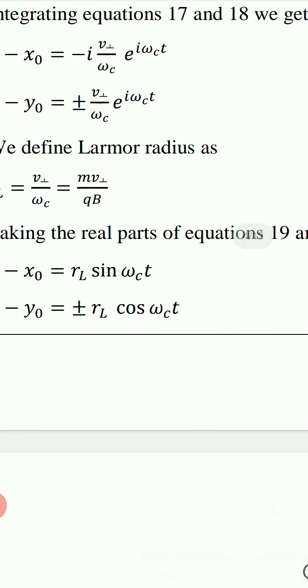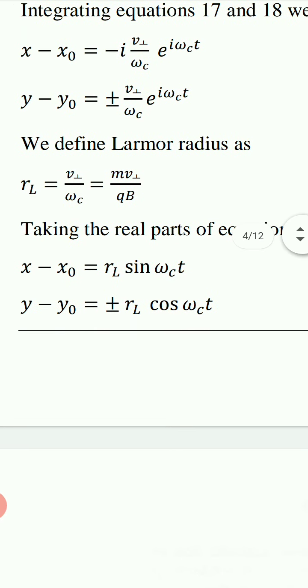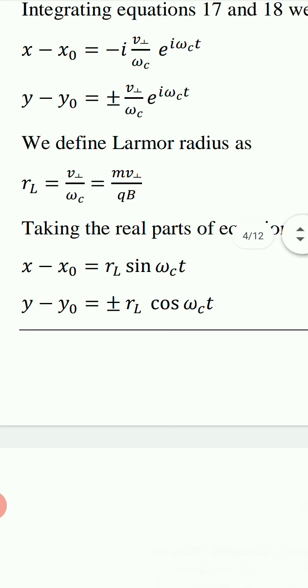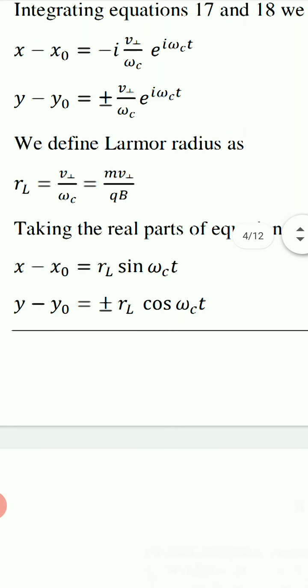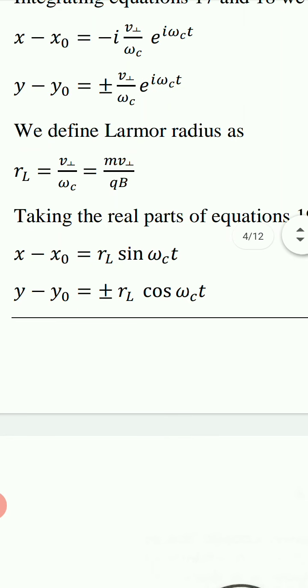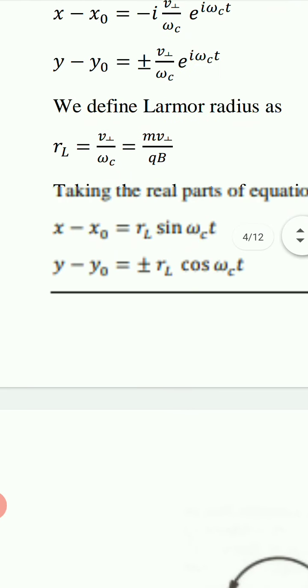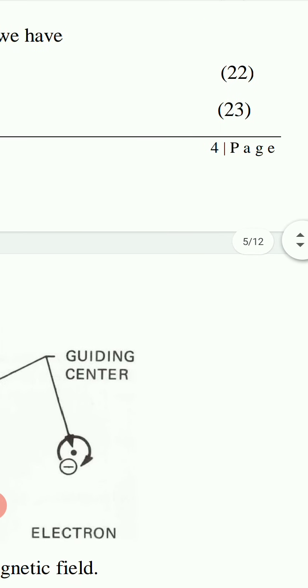We must write e to the power i omega c t as cos omega c t plus i sin omega c t. And then the real part comes: x minus x0 equal to RL sin omega c t. RL is v perpendicular upon omega c, which is the Larmor radius. Similarly, for y minus y0, we have plus minus RL cos omega c t. These are the two equations for x and y, equations 22 and 23.